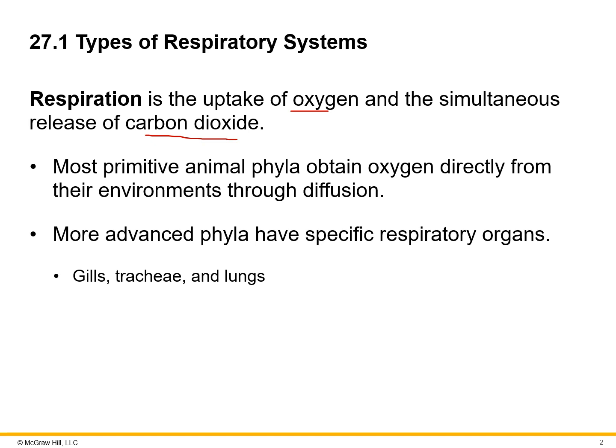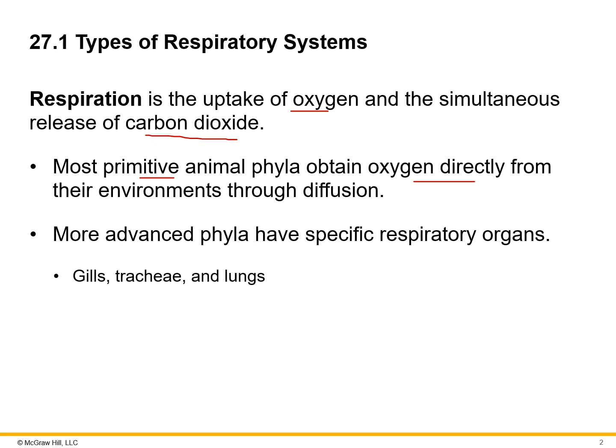So we think about the primitive animal phyla, just getting to where we are today with our respiratory system. They obtained oxygen directly from their environment by diffusion. Their cells were thin enough, they didn't have thick skin or anything like that. So oxygen was able to freely diffuse from high to low concentrations into their cells, and then the carbon dioxide diffused out of their cells.